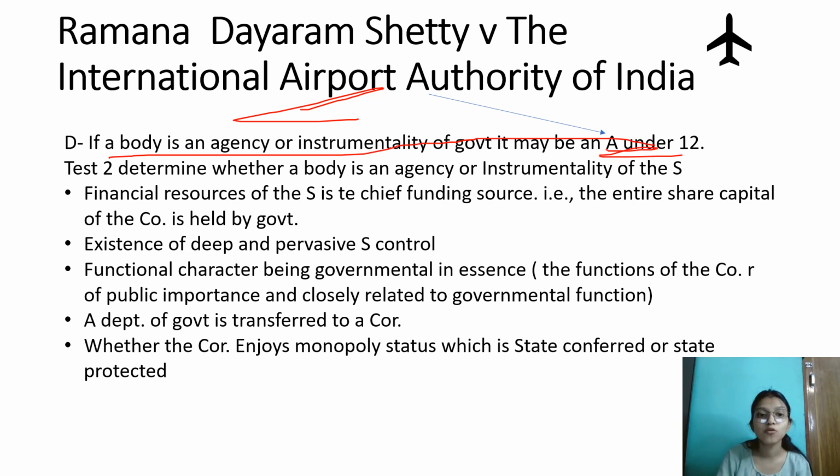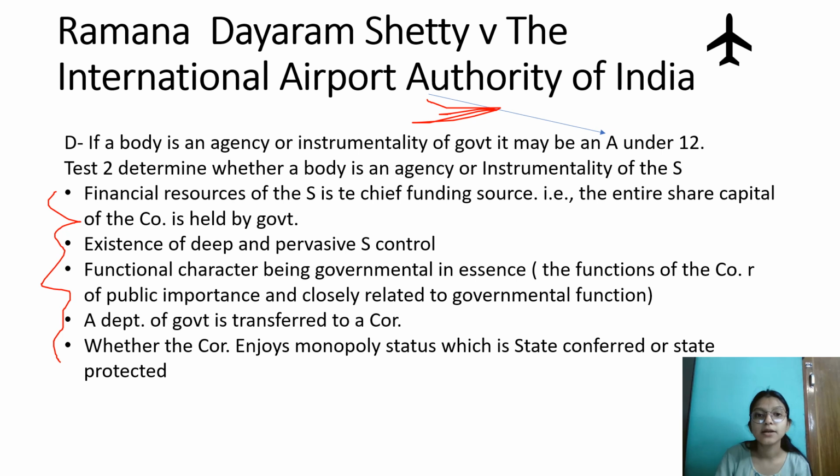So how will we know that the authority is an agency or an instrumentality of the government? How will we determine that? In this case, the court came up with various tests or points which say that if these elements are present, the authority will be considered under the other authorities listed in Article 12 of the Indian Constitution.